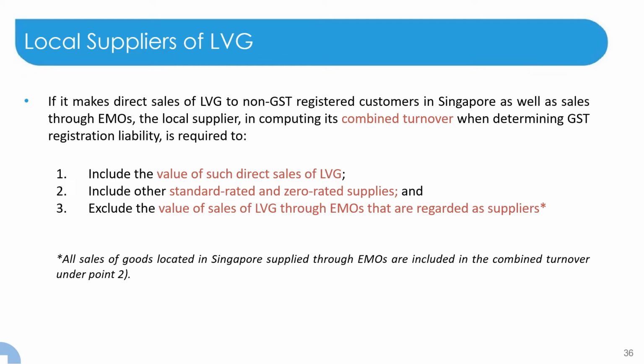For a local supplier who makes direct sales of LVG to non-GST registered customers in Singapore, as well as sales through EMOs, the local supplier, in computing its combined turnover when determining GST registration liability, is required to include the value of such direct sales of LVG, include other standard rated and zero rated supplies, and exclude the value of sales of LVG through EMOs that are regarded as suppliers. Do note that for sales of goods located in Singapore supplied through EMOs, they are to be included in the combined turnover under point 2.